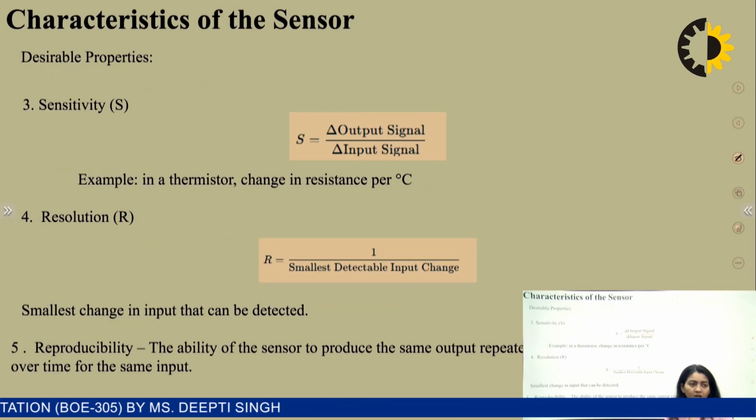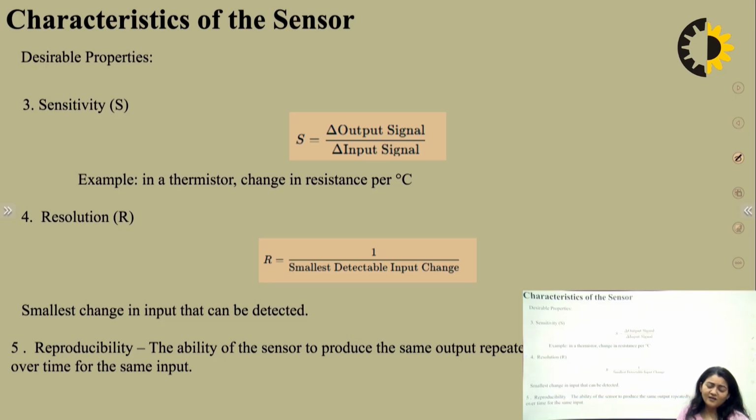Then we have sensitivity, that is the change in the output signal upon change in the input signal, how much the output changes with respect to the change in input. Resolution is the smallest desirable input change that can be detected, for which you can get the output. Reproducibility is the ability of the sensor to produce the same output repeatedly over time for the same input.